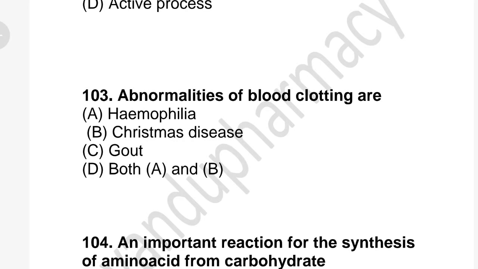Abnormalities of blood clotting are option A hemophilia, option B Christmas disease, option C gout, option D both A and B. Right answer is option D, both A and B.